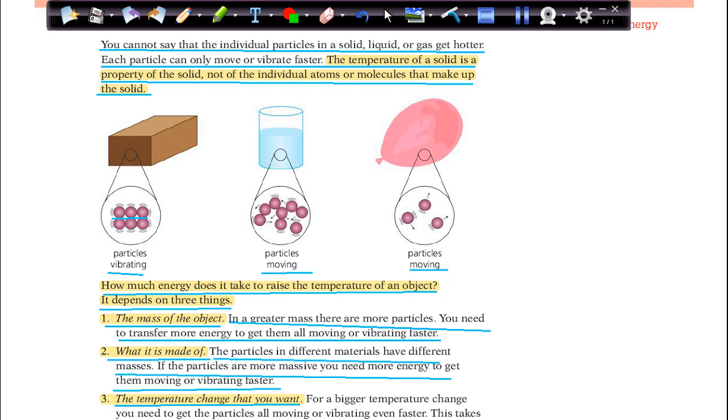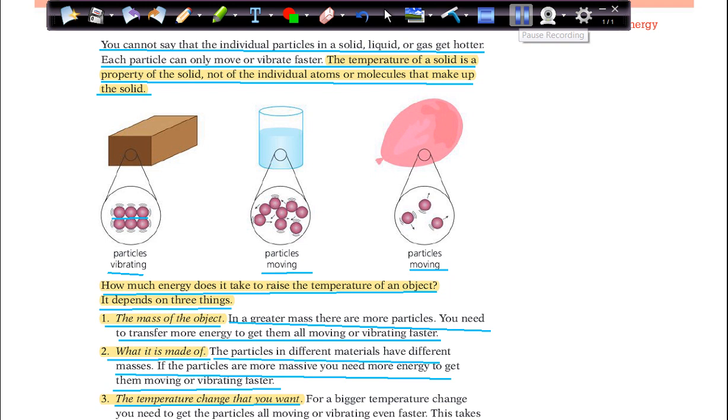So different materials have different masses. This is the reason, because these different materials have different masses, the particles have different masses inside them. So if the particles are massive, that means we can say heavier, okay, or more dense, that means more energy is needed to make them move or vibrate.